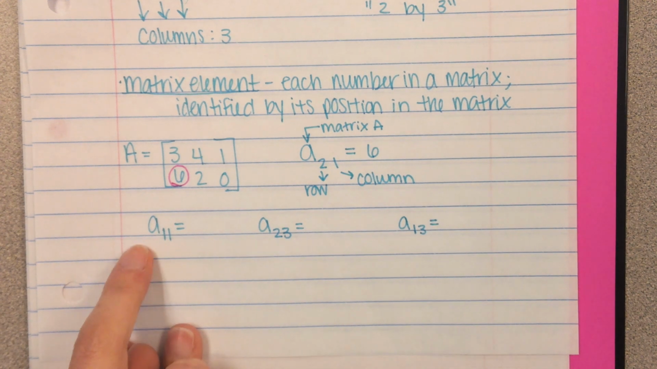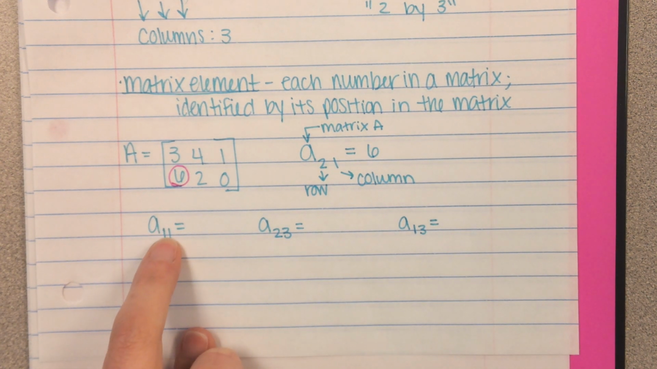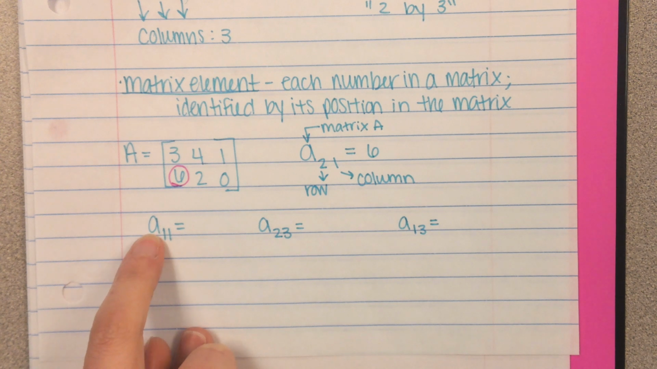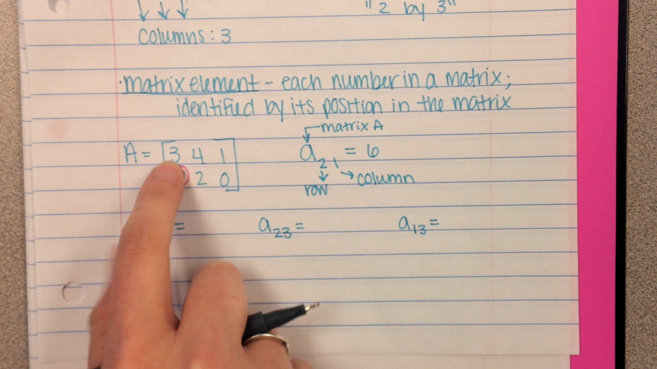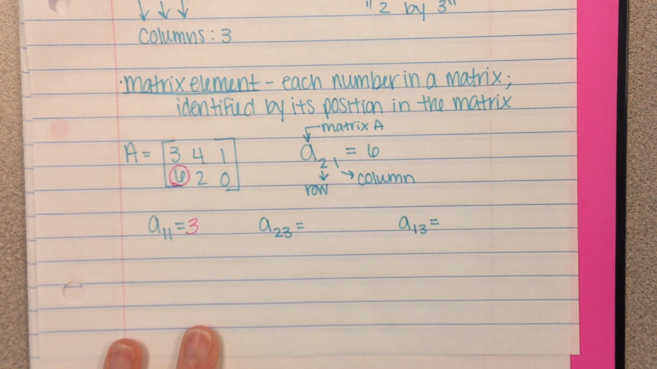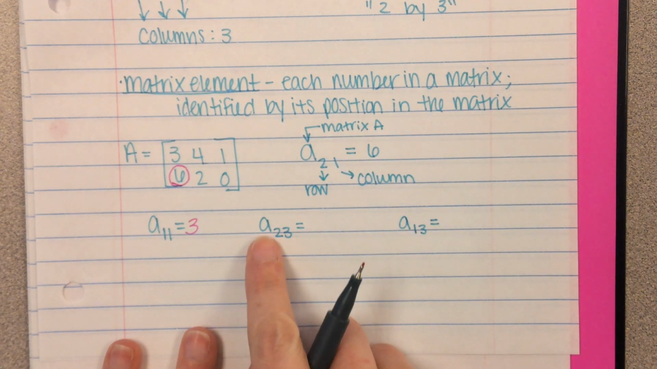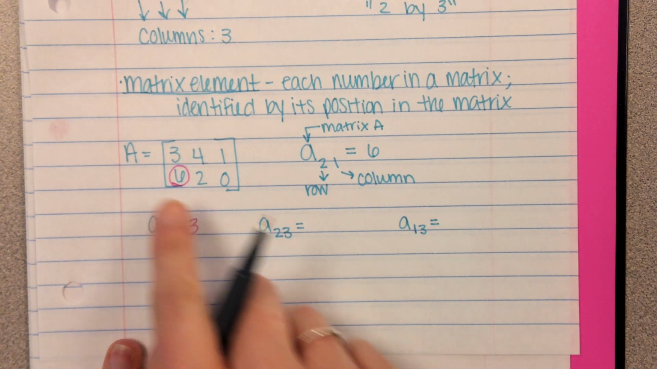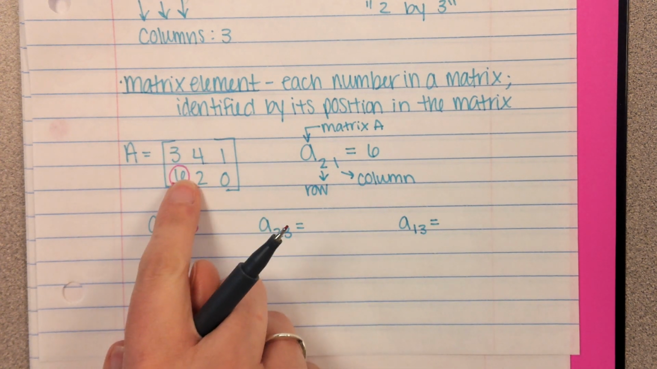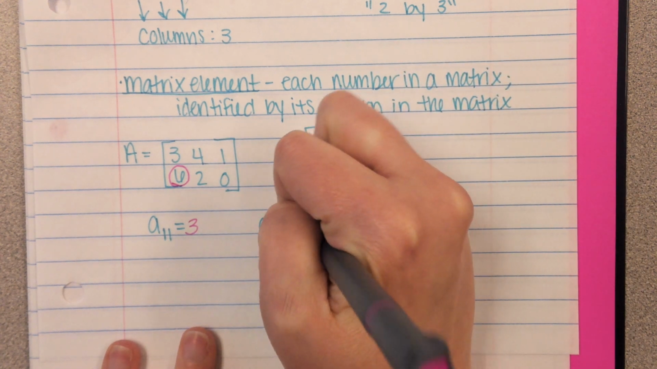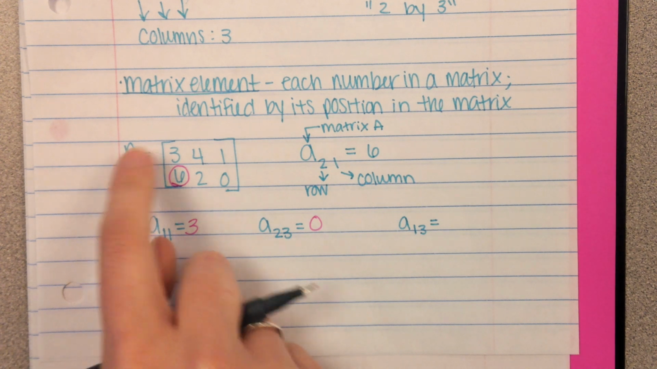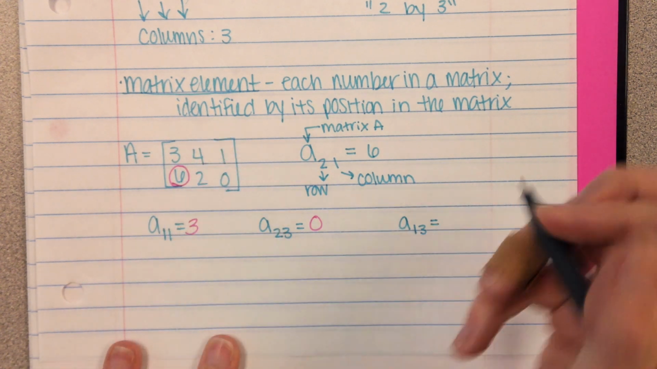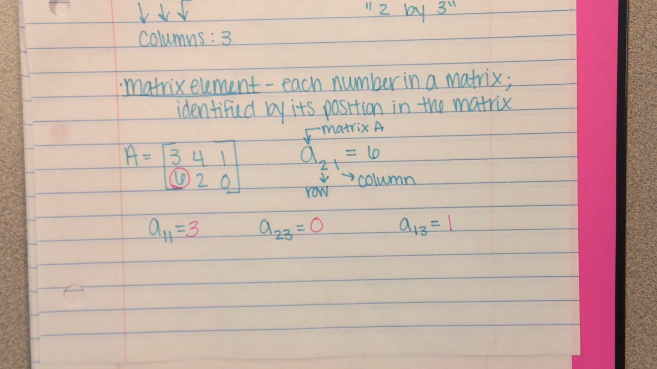Okay, so here's some examples. If I have a sub 11, I'm going to matrix A, row 1, column 1. So row 1, column 1 is 3. Okay, a sub 23. Again, matrix A, row 2, column 3, that's 0. And then a sub 13, matrix A, row 1, column 3. So that's 1. You will have to do that in your practice problems.